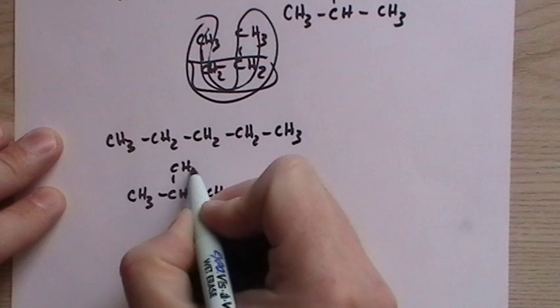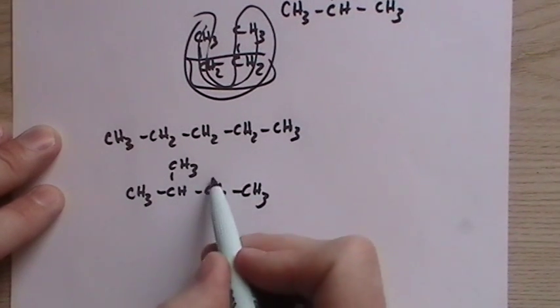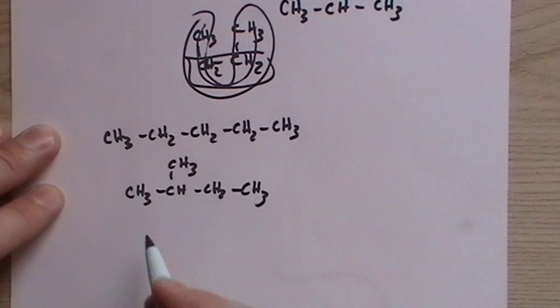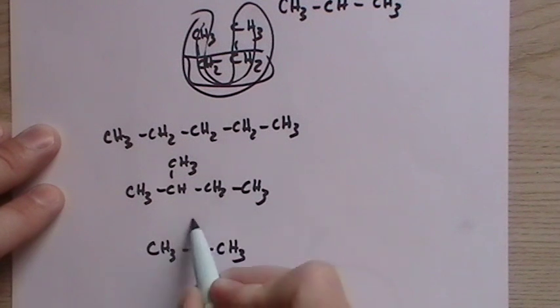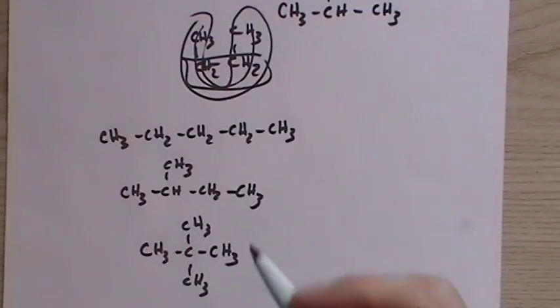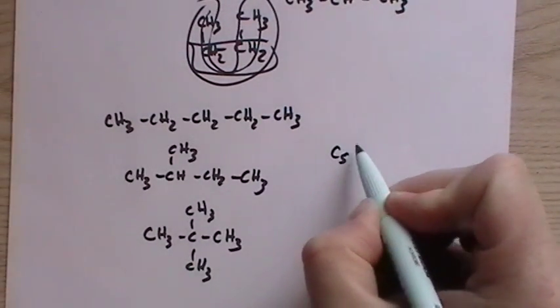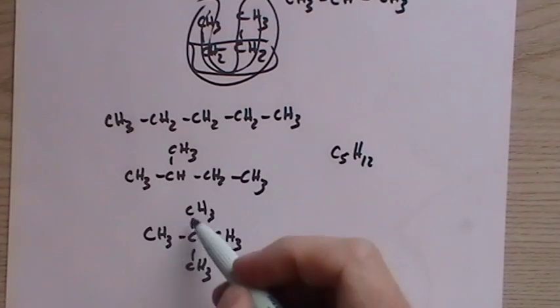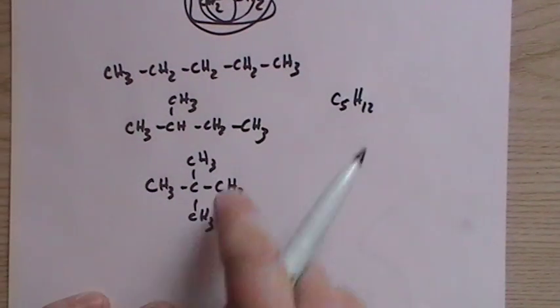There we go. That's another one. And then if you move the methyl group over, you see that's just a reflection of this one, so that's when I go to 3 carbons, and the only one that will work is if they're across from each other. So this is C5H12. So we have 1, 2, 3, 4, 5 carbons. Make sure I'm on the page, and 12.